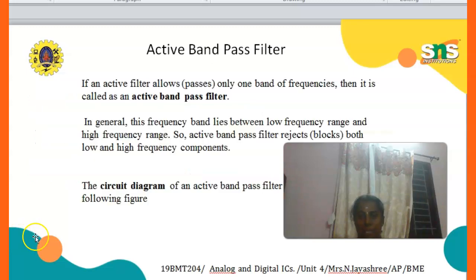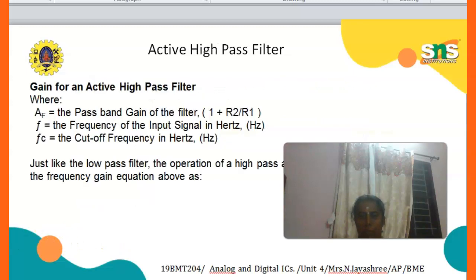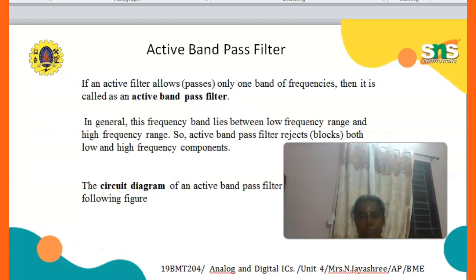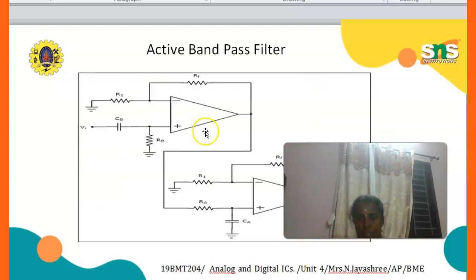Active band pass filter. If an active filter allows or passes only a band of frequency, then it is called an active band pass filter. In general, this frequency band lies between the low frequency range and the high frequency range. So an active band pass filter rejects or blocks both low and high frequency components. The circuit diagram of the active band pass filter is shown in this figure.